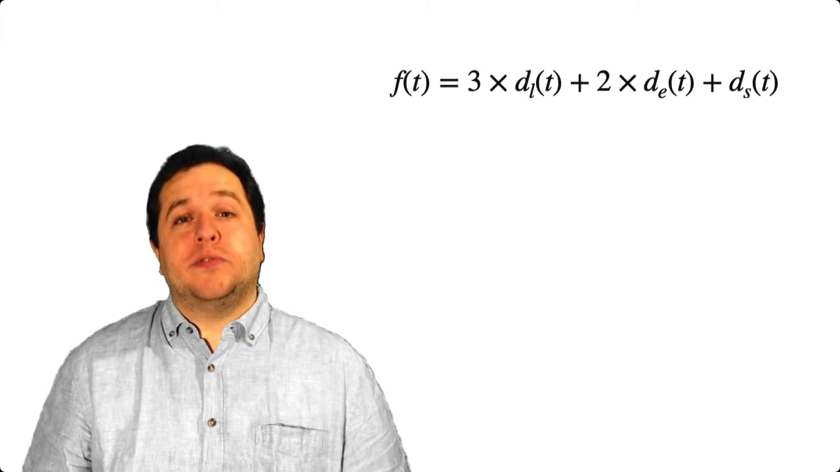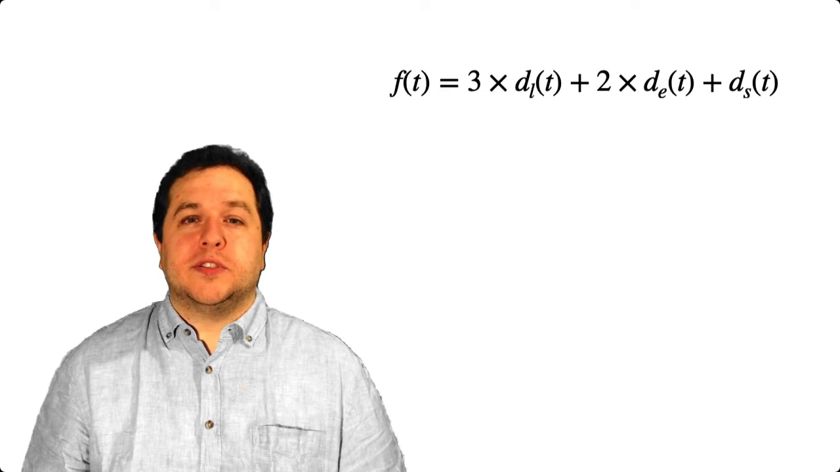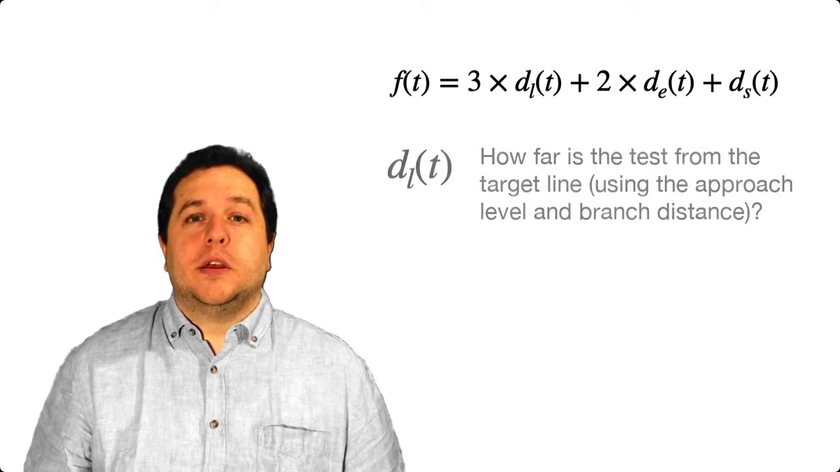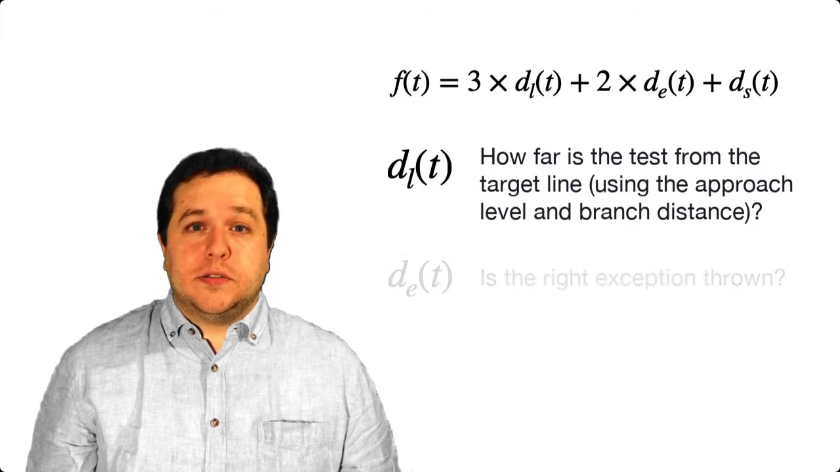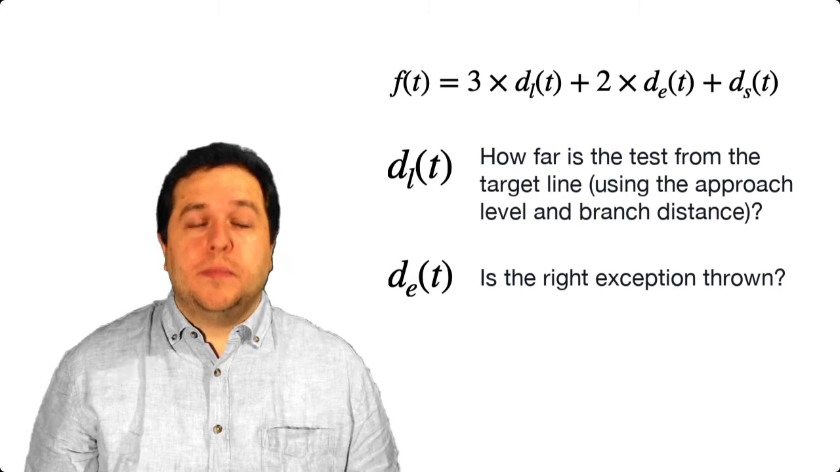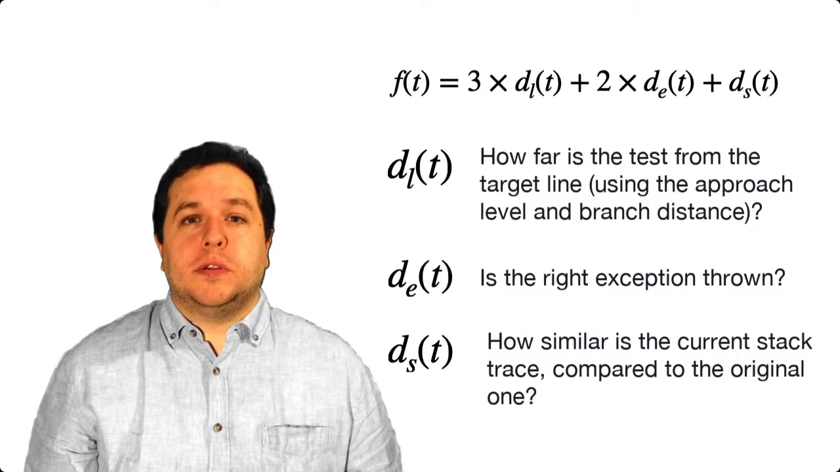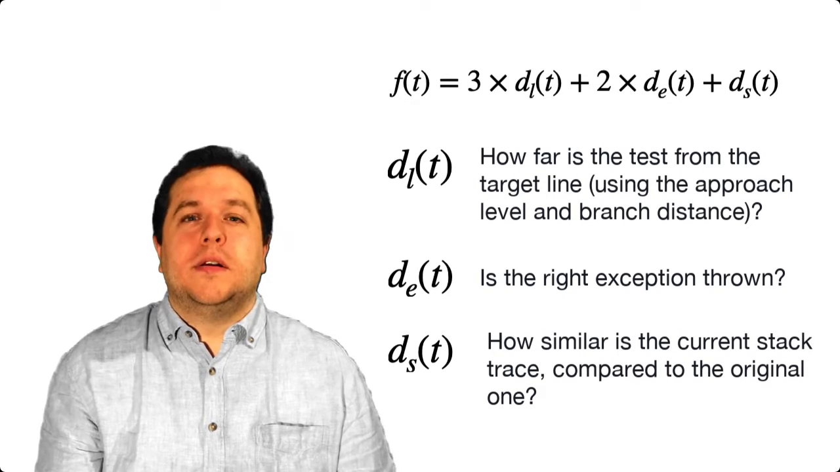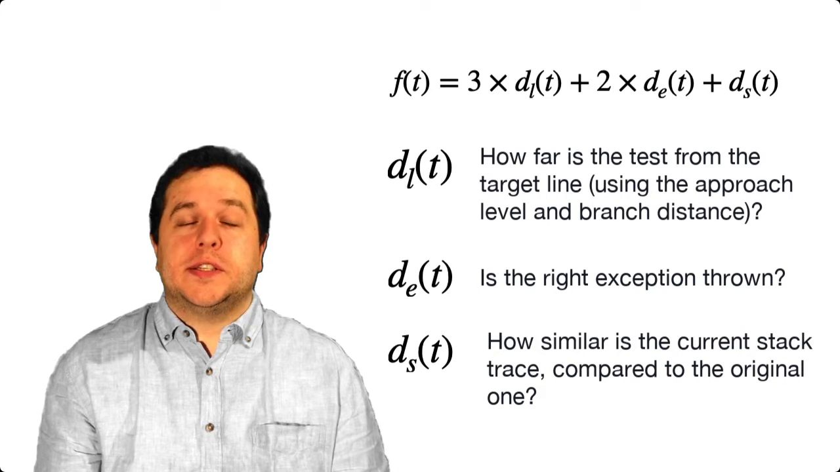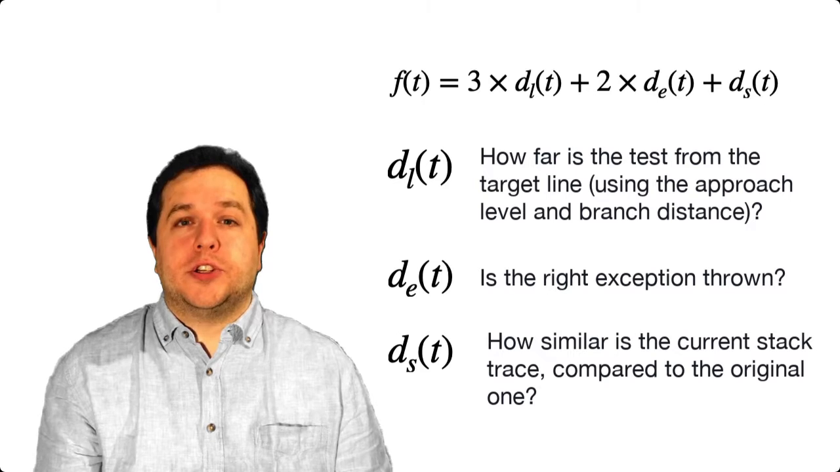Once the target frame is selected, the genetic algorithm relies on a fitness function to drive the search process. In our case, we use a weighted sum fitness function with three components. The distance to the target line in the target frame. Once the line is reached, the kind of exception that is thrown. And once the right kind of exception is thrown, the similarity between the stack trace generated by the test and the original stack trace. The overall fitness value for a test case ranges from 6 to 0 when the crash is fully reproduced.